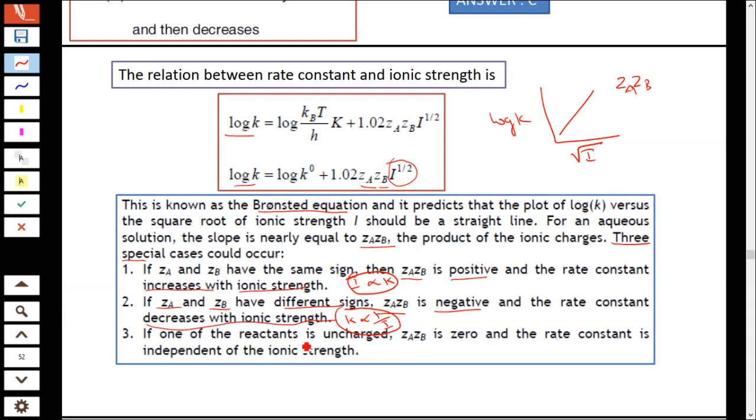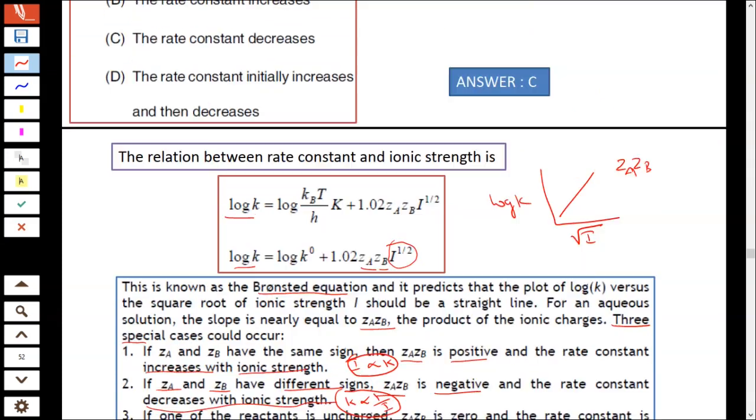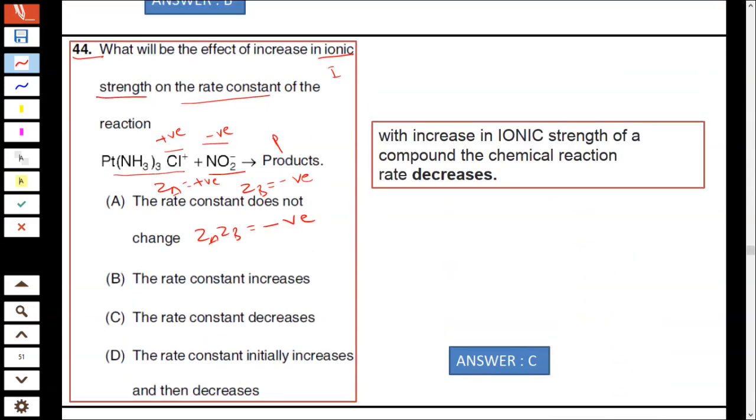If one of the reactants is uncharged, ZA or ZB is 0. That is, one of the reactants is neutral. It has no positive charge, no negative charge. That means the multiplication of ZA and ZB is 0, and the rate constant is independent of ionic strength. The rate constant does not depend on ionic strength. So you have to remember these three cases. Hence the option here is that the rate constant decreases, because in this option K is inversely proportional to ionic strength.